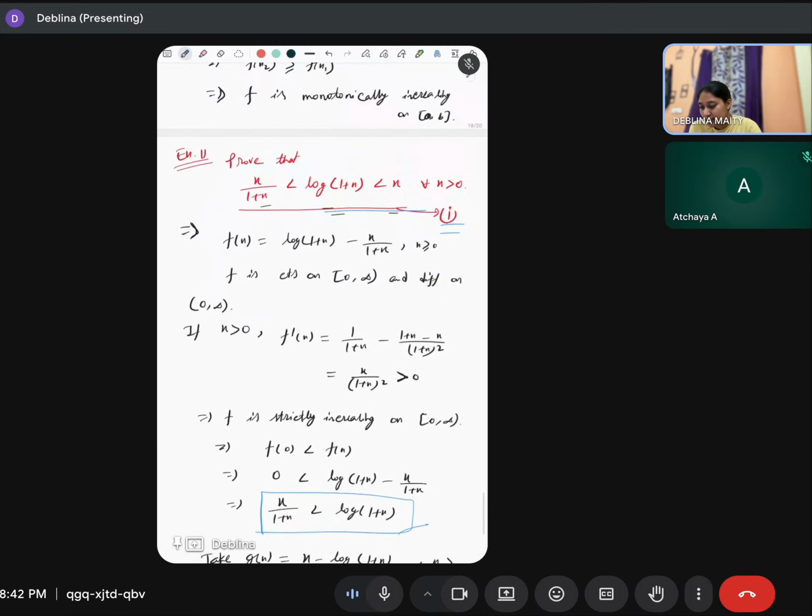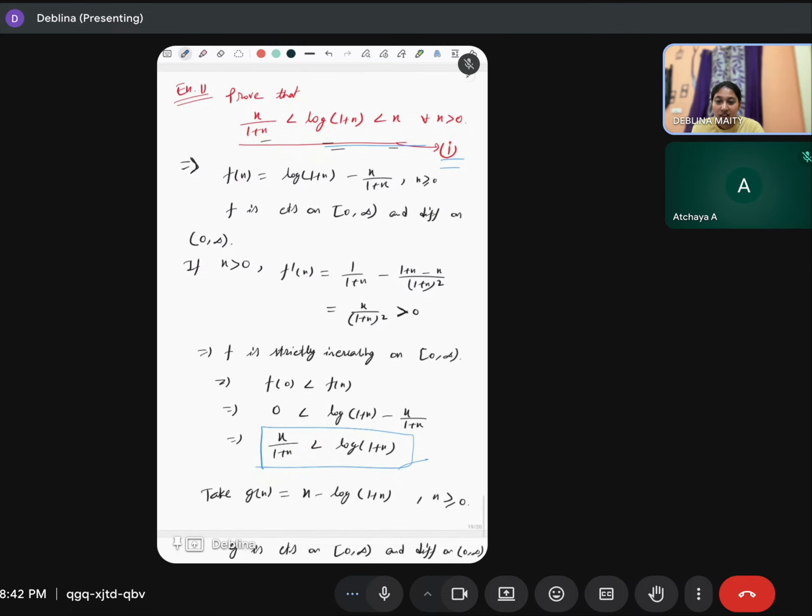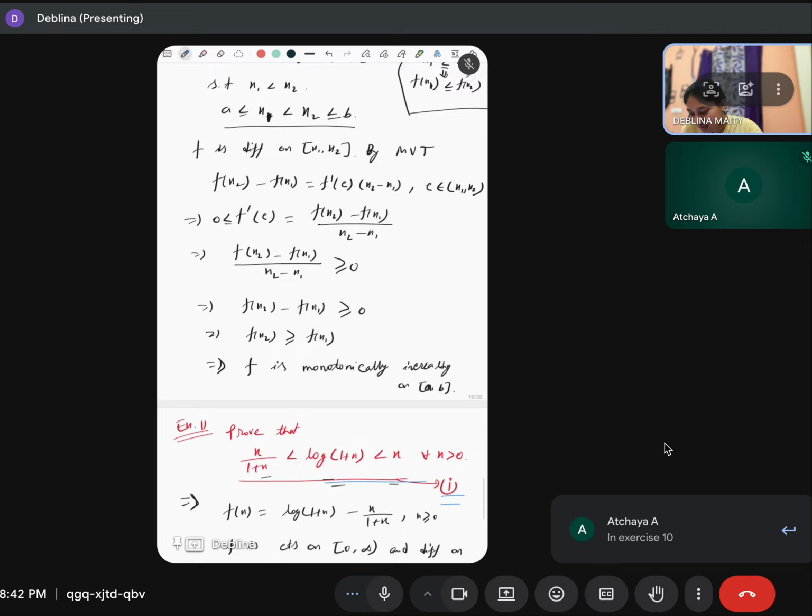Okay, so this was our last problem. Now if you have any doubt, you can ask now. If you don't have any doubt, then we'll end this session. In the next session we'll discuss exercise 10.